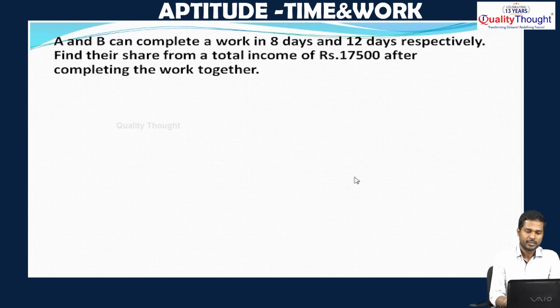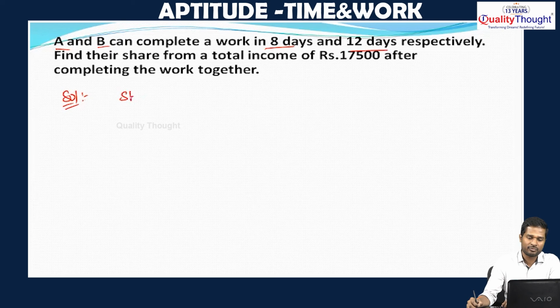The question says A and B can complete a work in 8 days and 12 days respectively. Find their share from a total income of 17,500 rupees after completing the work together. Now we have seen how the shares are distributed in the notes. The shares will be given according to the efficiencies of these persons. A takes less number of days to complete the work and B takes more number of days, so A will get more share and B will get less share.